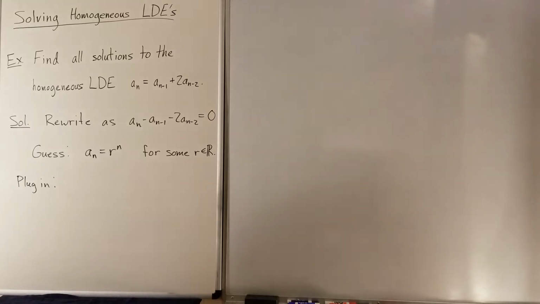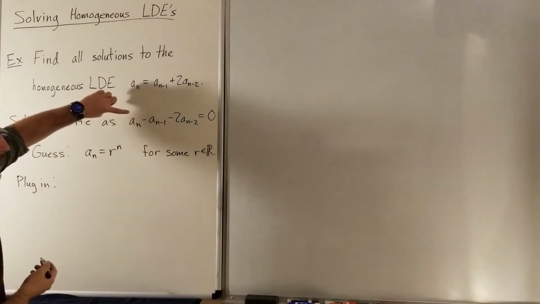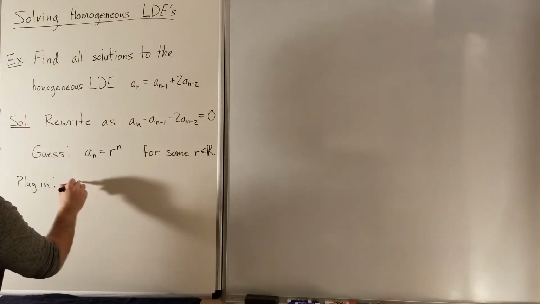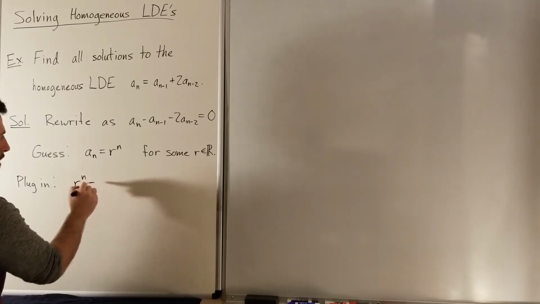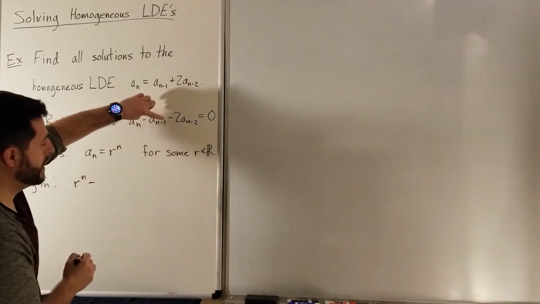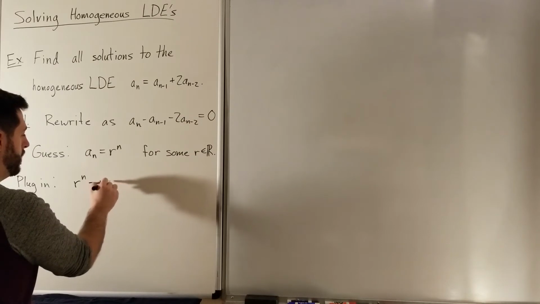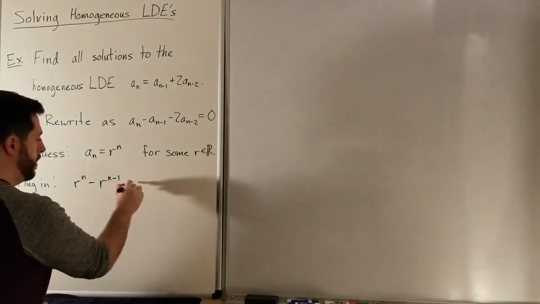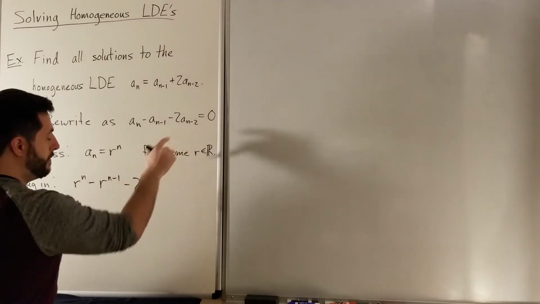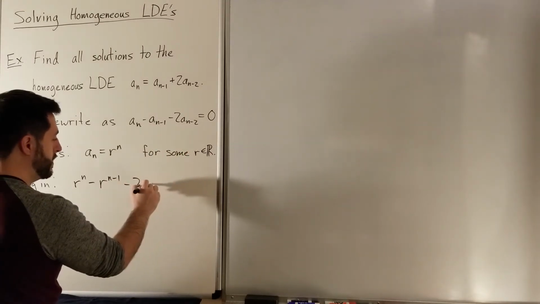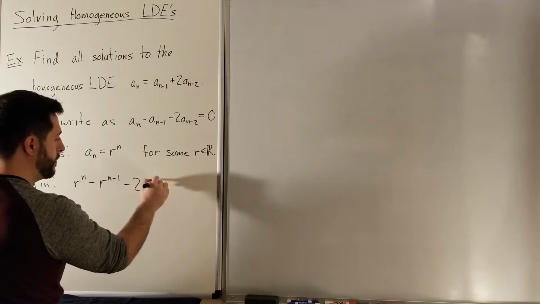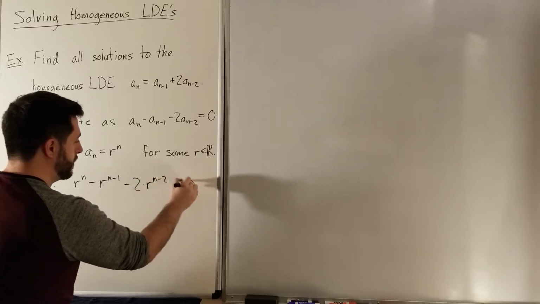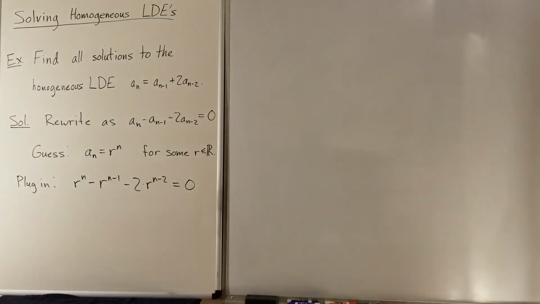If a sub n is always equal to r to the n, then this is just going to be r to the n minus, well, the n minus first term of the sequence must be r to the n minus 1. And the n minus second term of the sequence is r to the n minus 2. And this must be equal to 0, as long as n is at least 2.